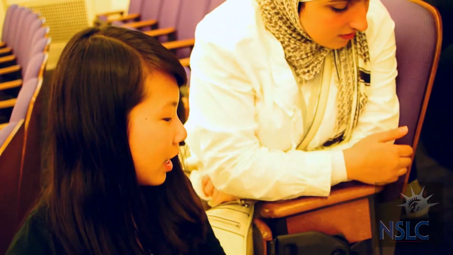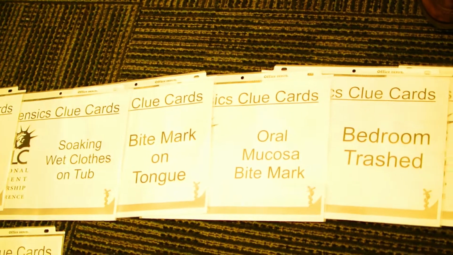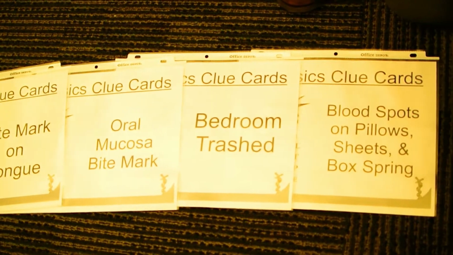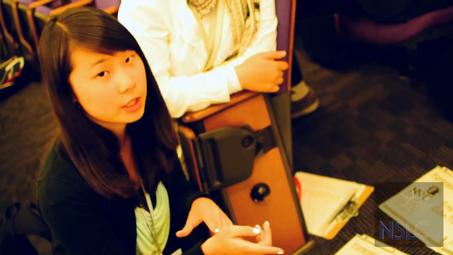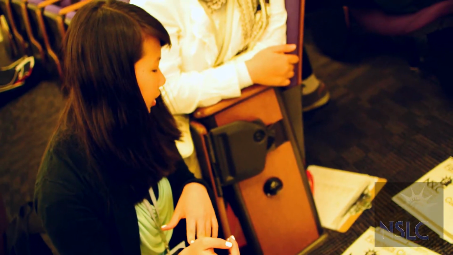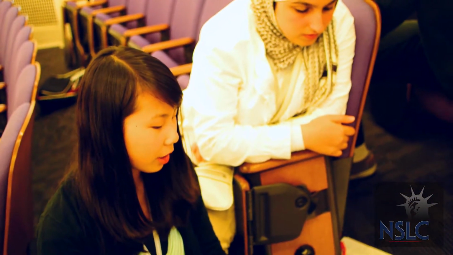So pretty much for this, our order so far is he went to empty ice cube trays, trying to cool himself down from his hyperthermia. And then when that didn't work, he started doing a cold water shower, soaking wet clothes in the tub, and then he bit his tongue, and then he also bit his oral mucosa. And he trashed his bedroom, which led to blood spots on the pillows, sheets, and box spring. And then he transitioned to the living room, where there was yelling, screaming, and crashing noises, and that ended in the living room being trashed, and then blood on the living room mopboard. And that's all we have so far.